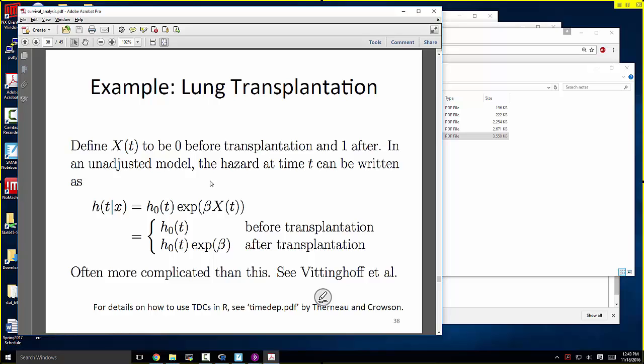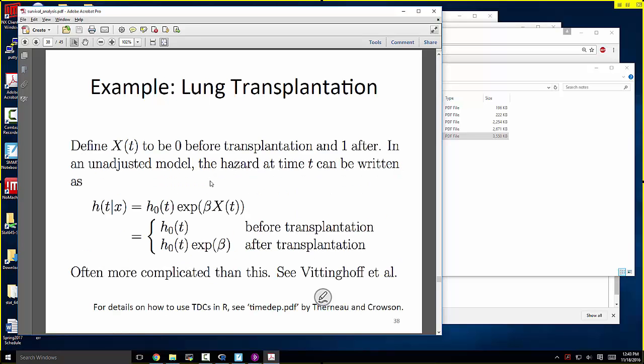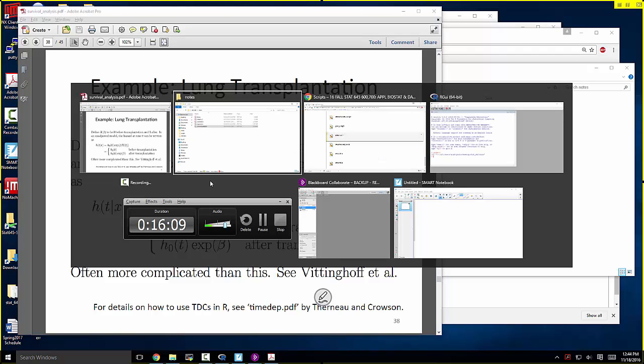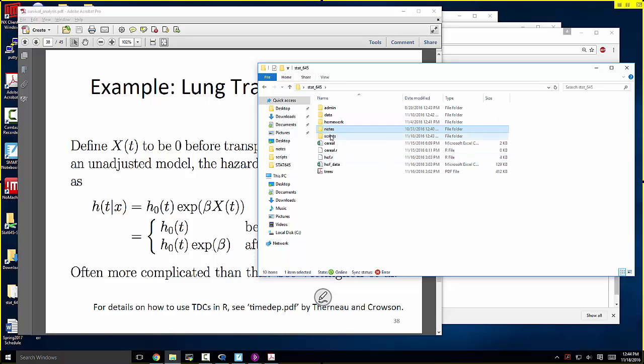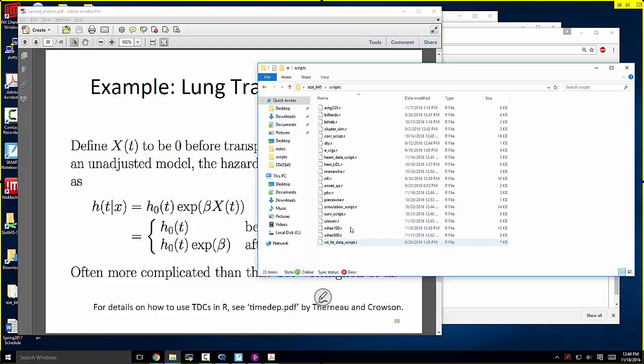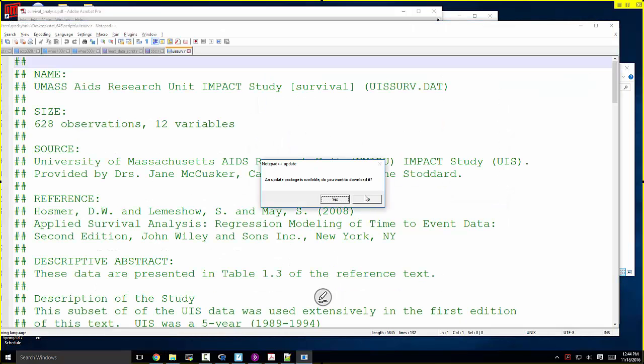So I lectured through these slides last time, which is somewhat helpful to see the math, I guess, but maybe more helpful to see an actual example. So let's go look at this UIS-Serve data set. I'm going to open up the script, and there is a time-dependent covariate in this data set that we will deal with.